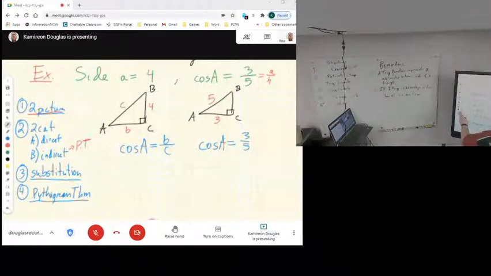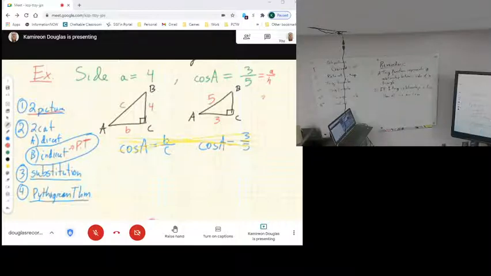I can clearly see the issue. I have two variables, no good. Now I go into plan B. I use the indirect method following Pythagorean's theorem. So I start with Pythagorean's theorem over here.